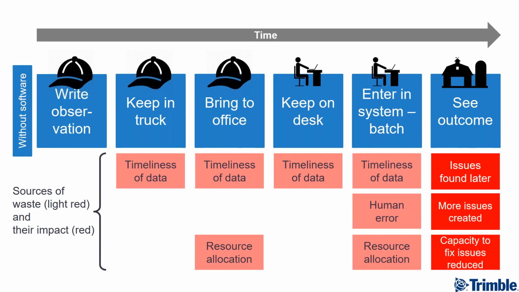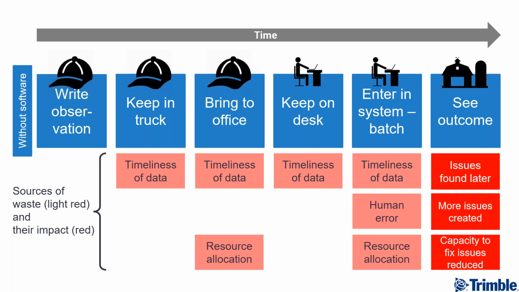So let's take that situation without software. All those blue boxes, we'll copy it on this slide. Time is still moving from left to right. And what we've done is we've identified potential sources of waste in those light red boxes and what that means in terms of their impact on the bright red boxes on the far right. So at almost every step, there is a timeliness of the data that's creating a problem because it was kept in the truck, it had to be brought to the office, it was kept on the desk, and then the time it takes to enter into the system. And maybe that Excel sheet gets sent by email to the owner and it sits in their inbox for a while, and then they finally open it up, but they're on their phone, and boy, you know how Excel is on the phone. So basically what it means is that the issue is found later because of timeliness issues.